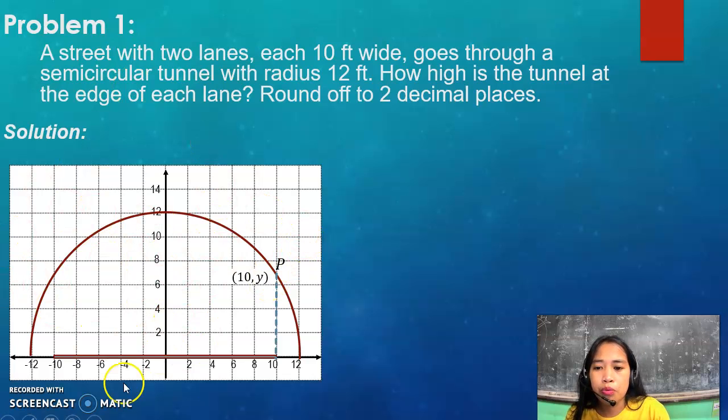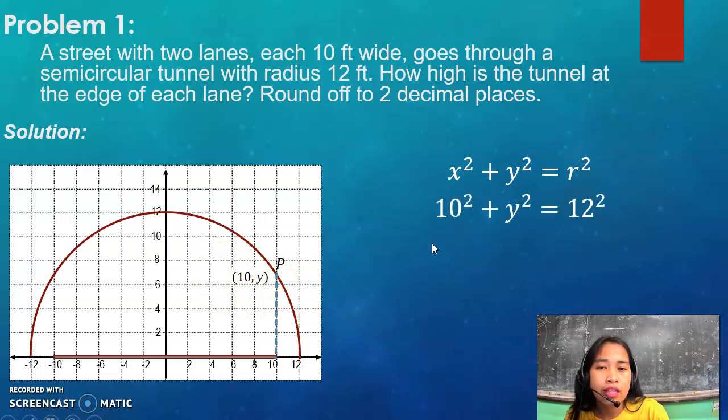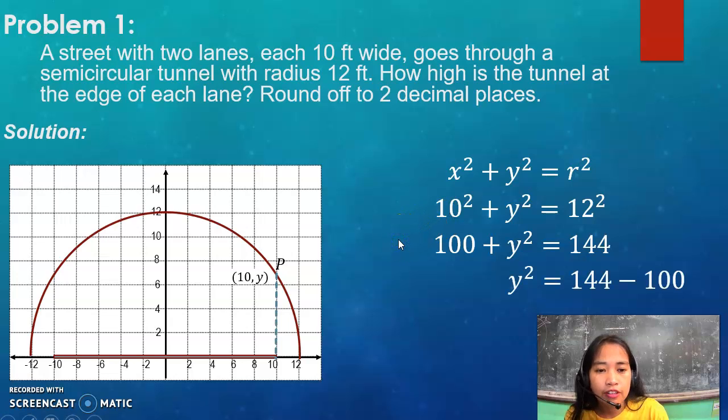So based on our equation of the circle, if you can still remember, the center is at the origin and the radius is 12. So we will use the equation x squared plus y squared equals r squared. So para makita nato ang value ni y, we will just substitute this value, (10, y). So 10 squared plus y squared equals 12 squared, and then evaluate the equation. You have this one. Okay, and there you have it.